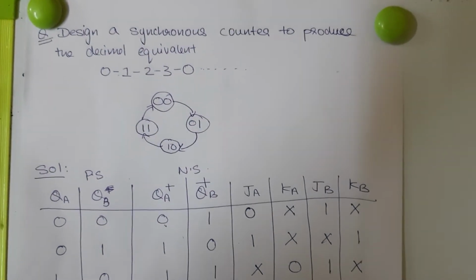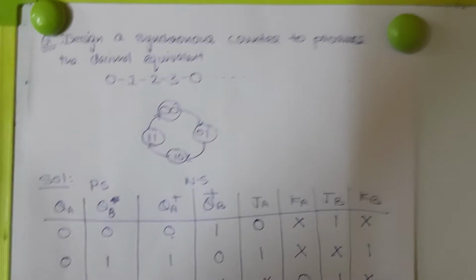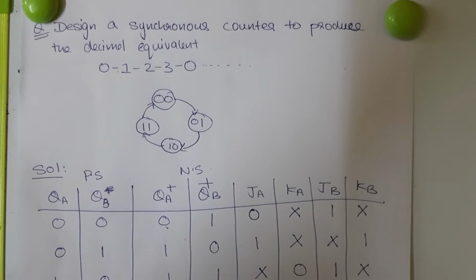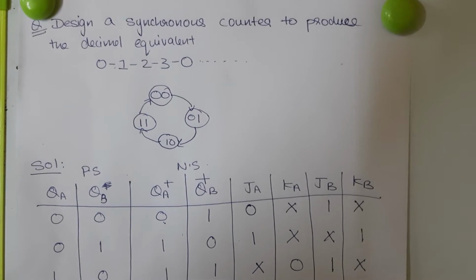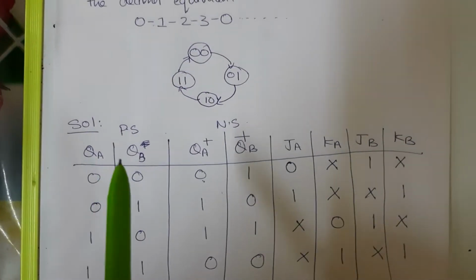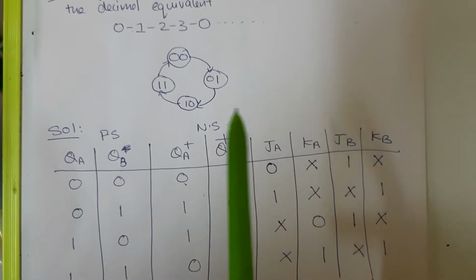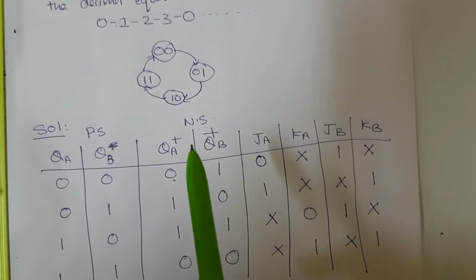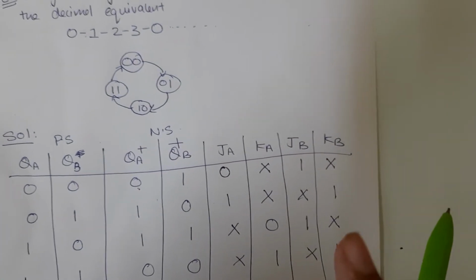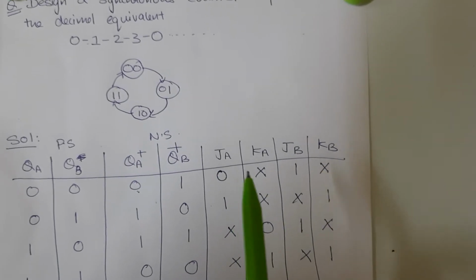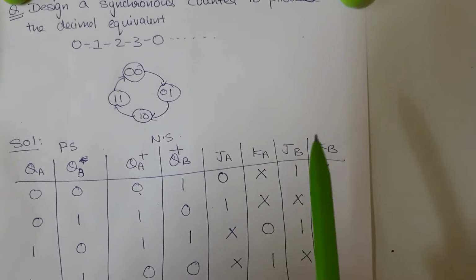So the question is, design a synchronous counter to produce the following sequence: 0, 1, 2, 3 and 0 back again. So let us start by making a truth table first, which consists of the present state, which has 2 bits, QA, QB, the next state, QA plus and QB plus, and we require 2 flip-flops here. And I will use JK flip-flop. So JA, KA and JB, KB.